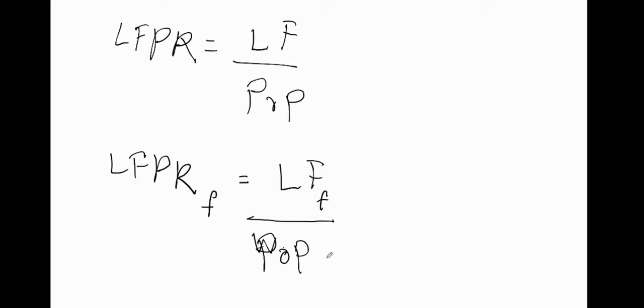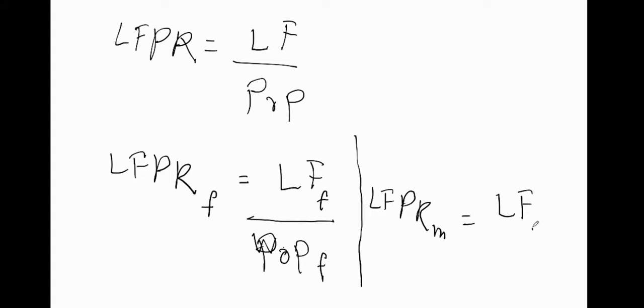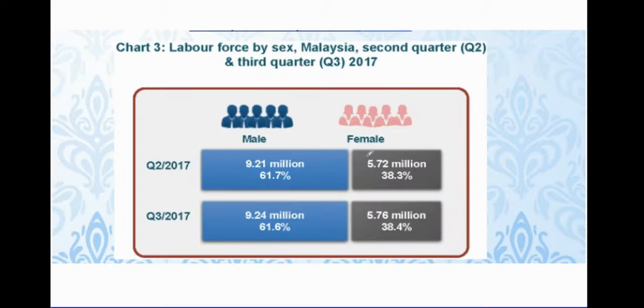I write population of female, working age population of female. This is how we calculate the labor force participation for female. And therefore, we can establish the same in the context of labor force participation rate for male, given by the labor force of male in the economy divided by the working age population of male. So this is how we get to the calculation. Basically, this is the same information as previously in a different way of presentation.